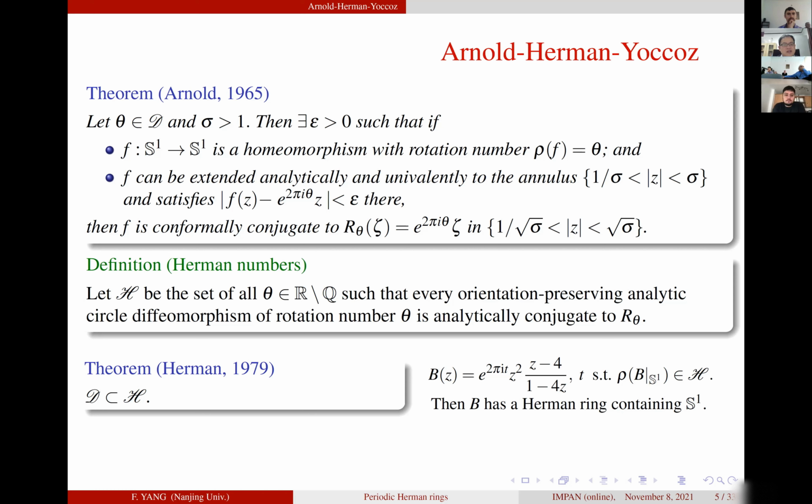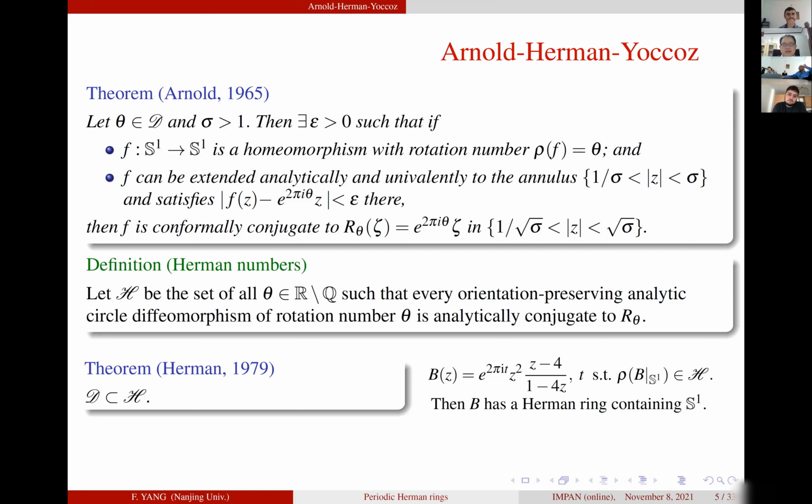So these conditions seem very hard to verify. If we are given some irrational number, then it is hard to check whether it belongs to H, whether it satisfies Herman's condition. But Herman himself could prove that his set contains all the Diophantine numbers.